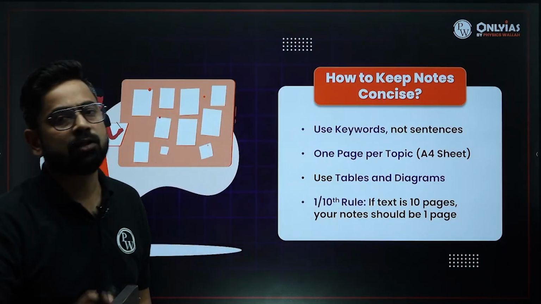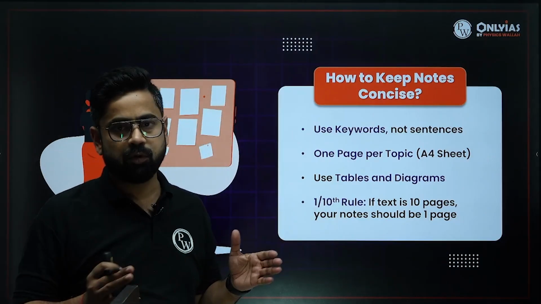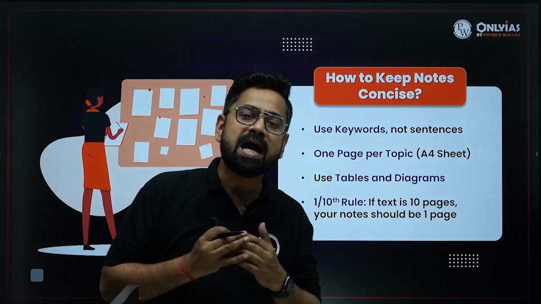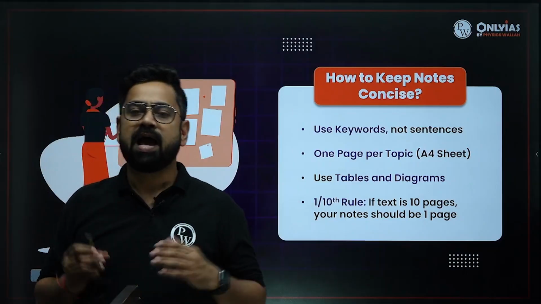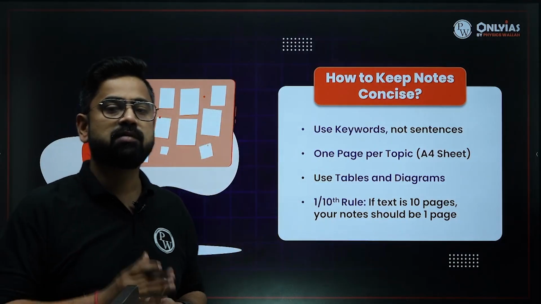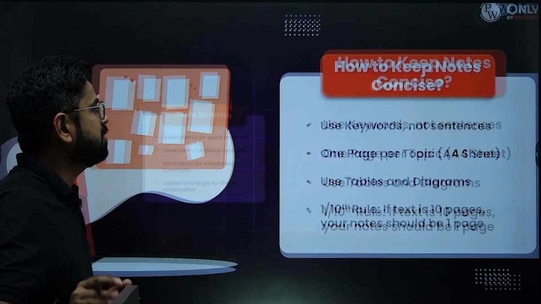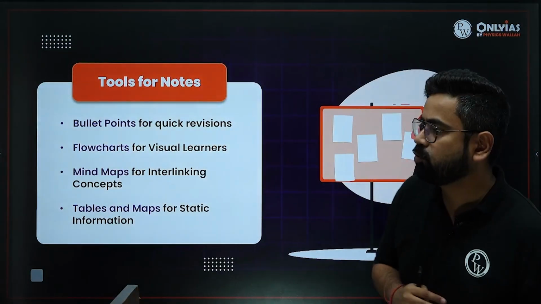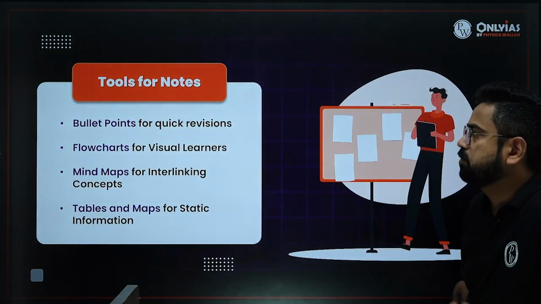And the 1/10th rule, right? For 10 pages of a book, finally it should be one page, or maybe for 20 pages it should be one page. As far as you can make it concise, as far as you can limit the number of words, this is going to help. Right, so that is how you have to make those micro notes or the concise notes. Limit it to 1/10, 1/20th, whatever is possible for you.